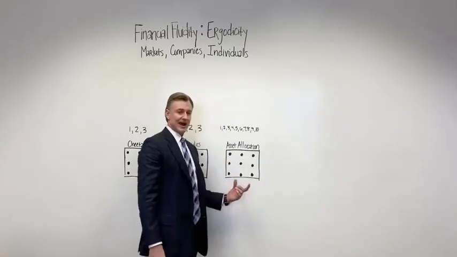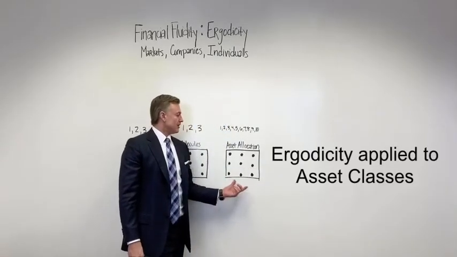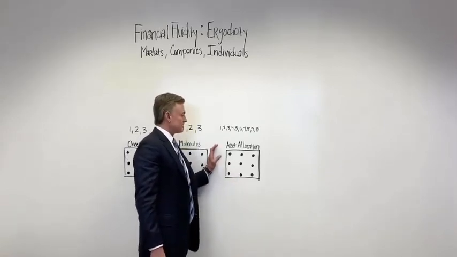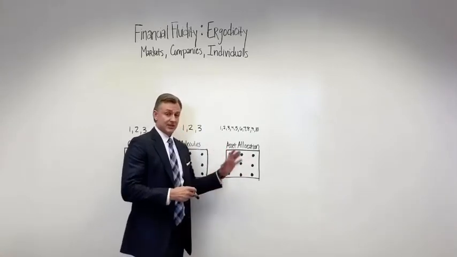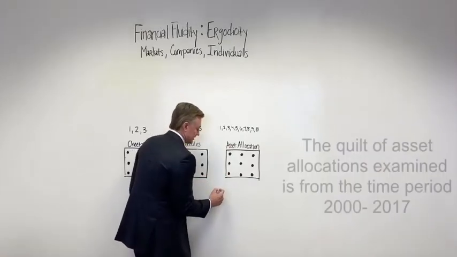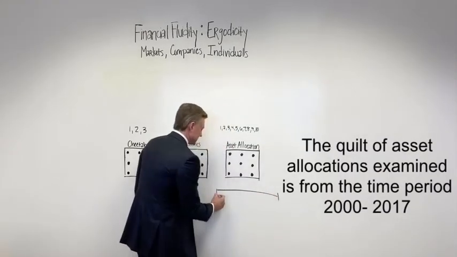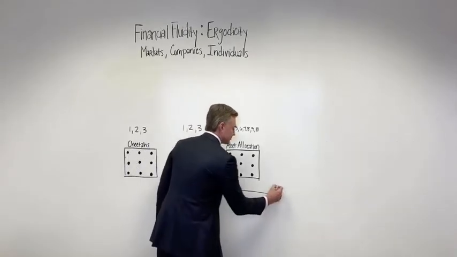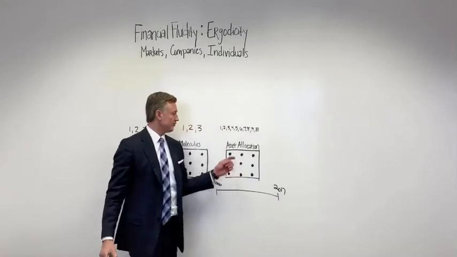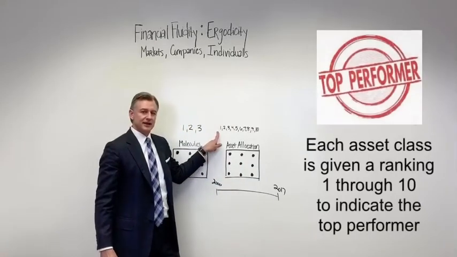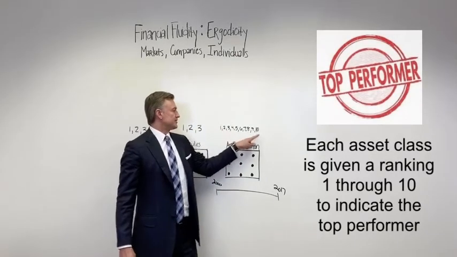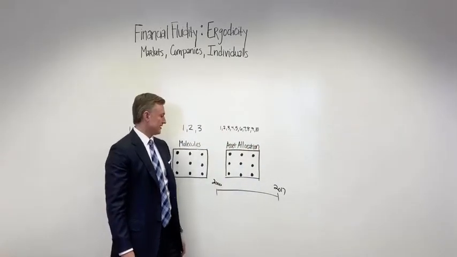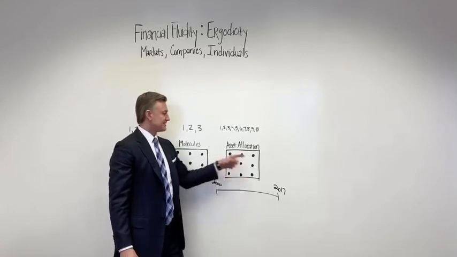Here we're going to talk about asset classes. So we're going to pull up this quilt of asset allocation in a second. When we talk about asset allocation, asset classes within allocation, usually what you see in these quilts of asset allocation is a time period. Here we're going to talk about 2000 through 2017. For each asset class, they will give it a position 1 through 10 as its ranking for the best performer in each year. Let's see what happens in this system.